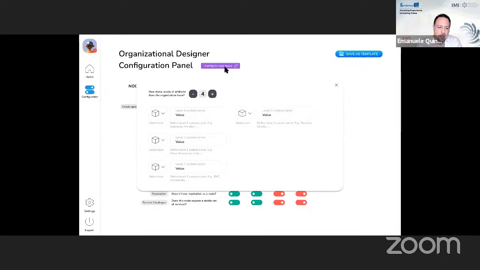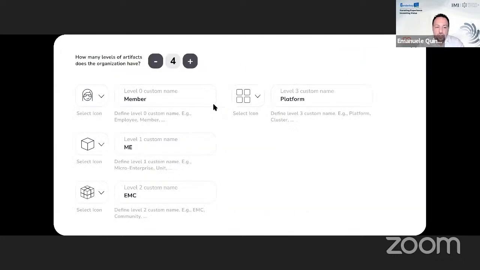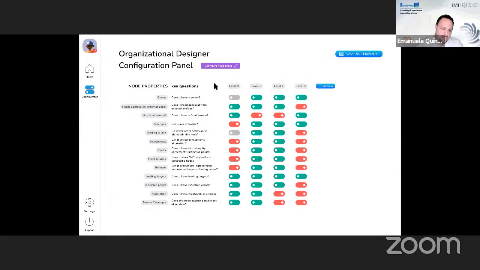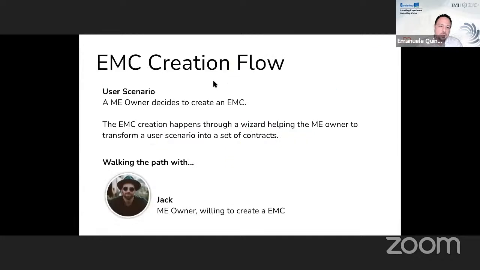So we have extracted a number of characteristics, and basically we can define an organization that has as many levels as we want. You may have 1 level of EMCs or 3 levels of EMCs without changing anything. It's just 1 click. And you can also change the names of the nodes. So for example, this is an implementation that could look like Hire with members, with microenterprises, with EMCs, and with platform. But you can define as many as you want, and the software will basically reconfigure based on that. This is the first important concept to make it accessible to everybody.